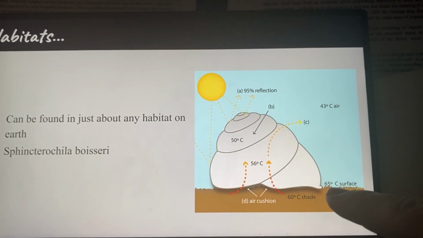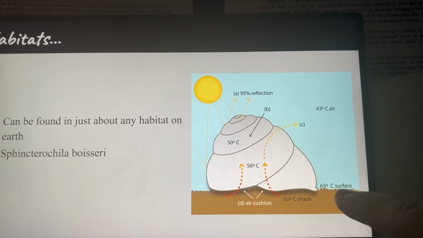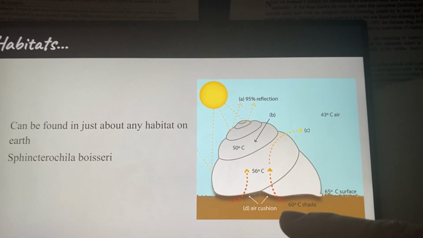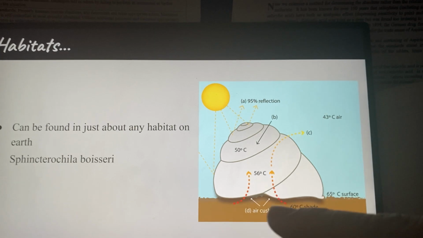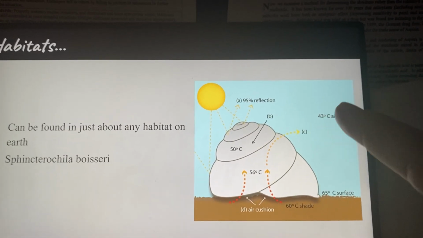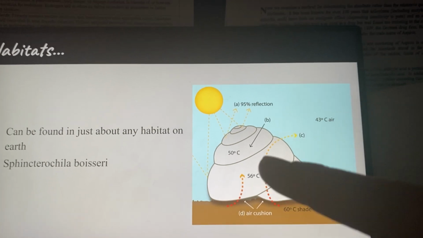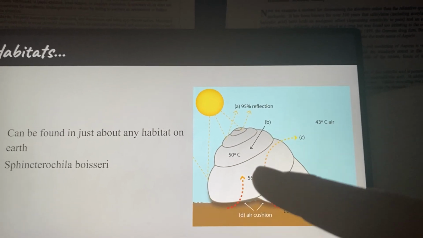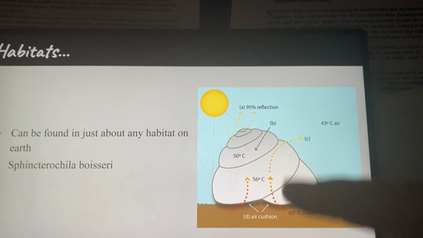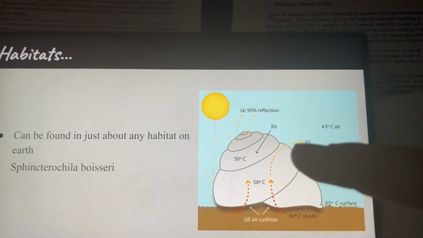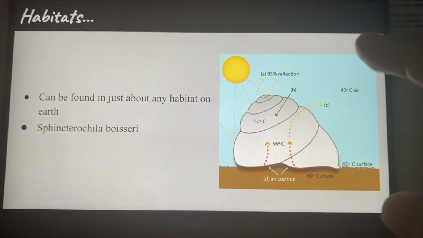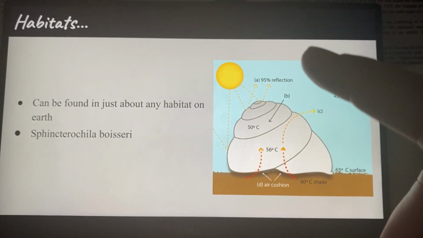65 degrees Celsius is equivalent to 149 degrees Fahrenheit. So that's very hot, and it's still surviving. And then as far as the air goes, that's 109.4 degrees Fahrenheit. And if you're curious, its actual shell towards the center is 56 degrees Celsius, which is equivalent to 132 degrees Fahrenheit. So like I said, they can survive in very extreme conditions.